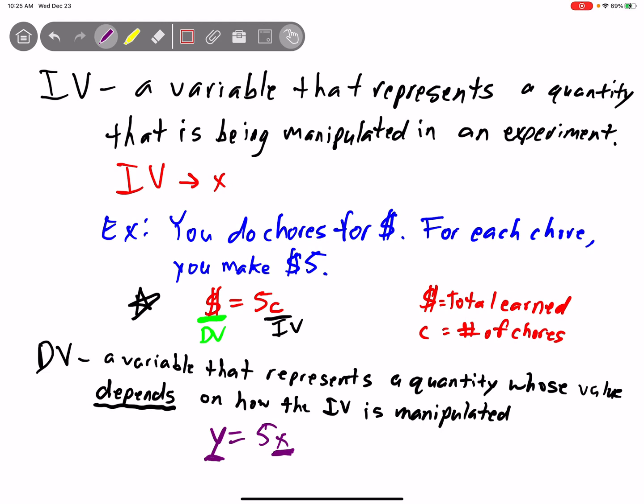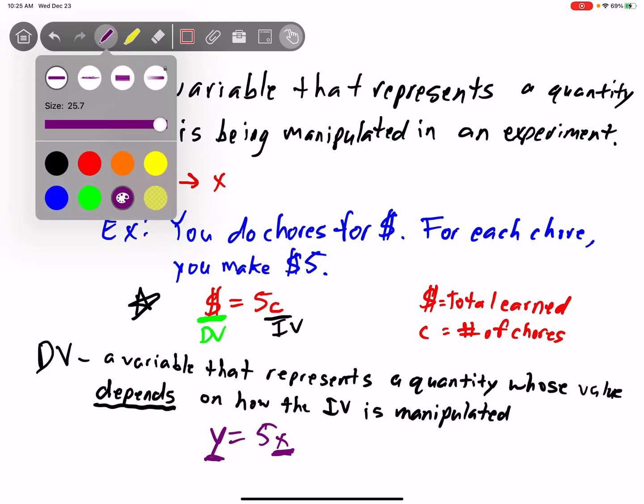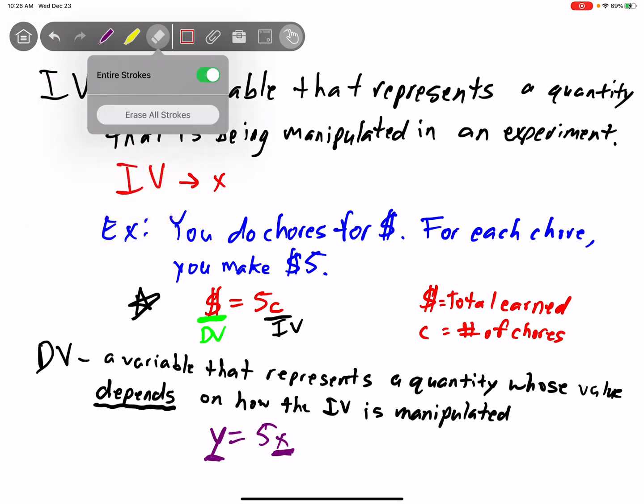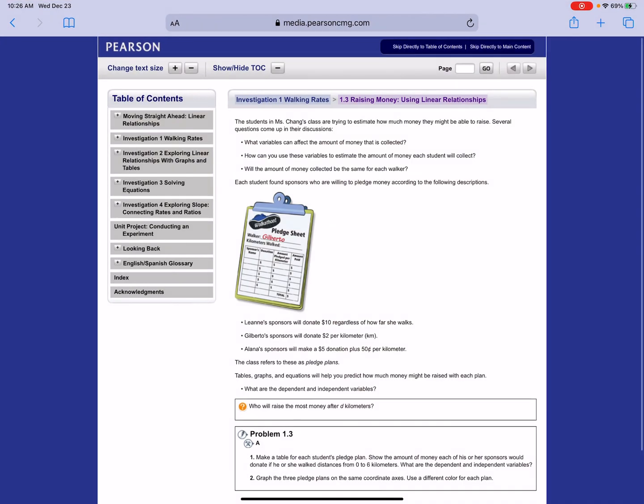All right, if you need to copy this down, pause it and please copy it down. All right, so back to the walkathon.